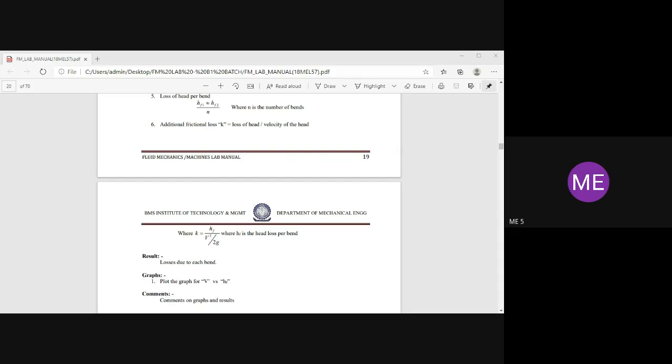What is the unit of HF? Not mentioned. Meters, sir. Good. So units are also most important. In the exam, they'll ask the units also, either meter or centimeter. And Q, I think it is in meter cube per second. Loss of head is in meter. Loss of head per bend. So you have to mention units for all of this. And K is unitless, right?